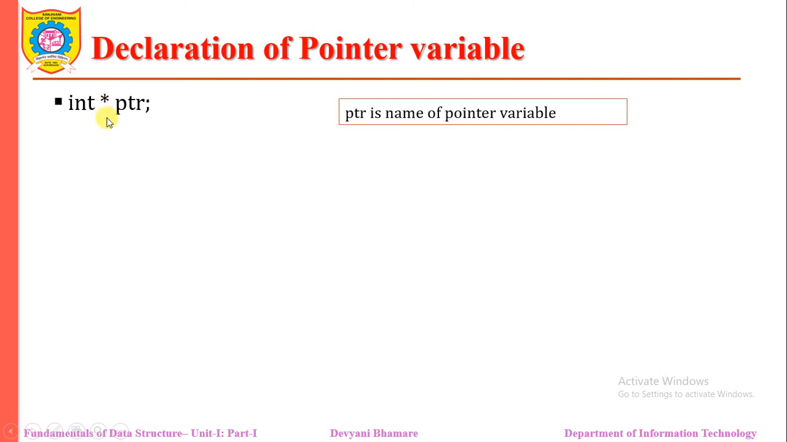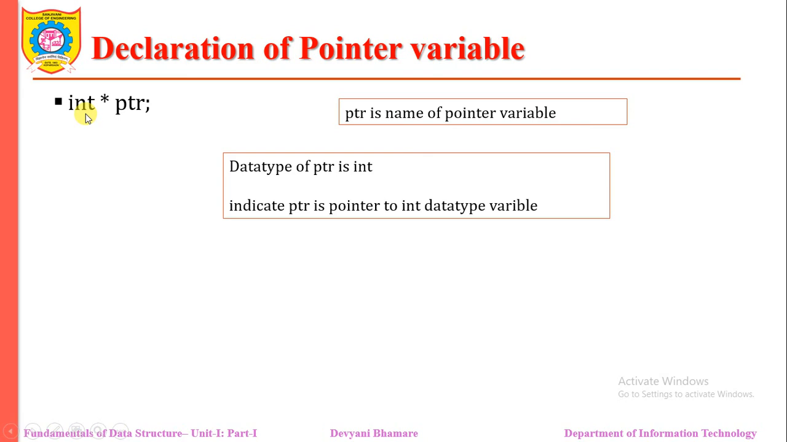So here this indicates that PTR is a pointer variable because we have given an asterisk before it. That's why PTR is a pointer variable which points to some variable of type integer. Means the data type of PTR is integer. It doesn't mean that PTR is holding an integer variable. No, PTR is pointing to one data type, whose data type is integer.